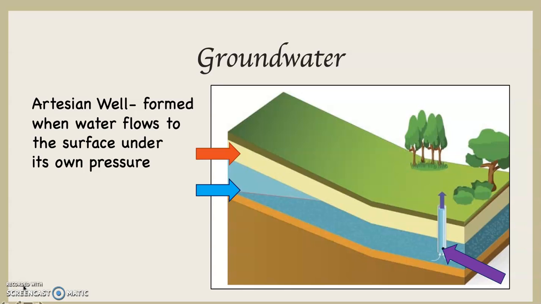Artesian wells are formed when water flows to the surface under its own pressure. That reddish, rusty colored arrow is pointing at the zone of aeration. The blue arrow is pointing at the water table, which is the top of the zone of saturation. The purple arrow is pointing at a hole that someone has dug in the ground, a well. This is where the artesian well is going to form. Notice that that well has been dug down into the zone of saturation, which is represented by that darker blue color.